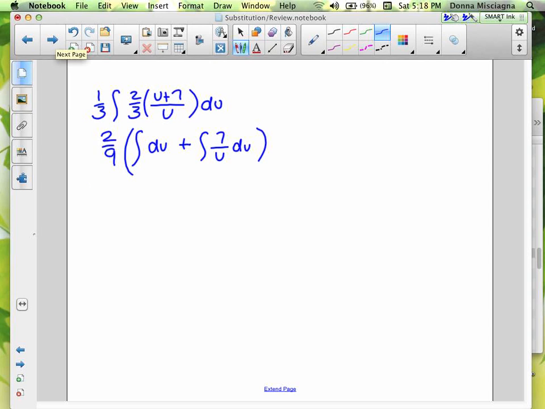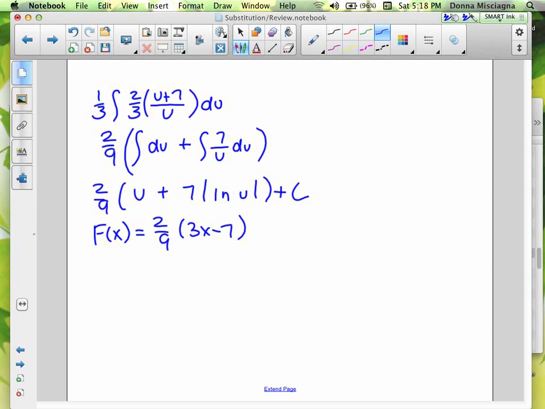That we can integrate. So 2/9 integrating du is just going to be a u. 7 over u, that's 7 times the natural log of u, and that's all plus c. And now I'm just going to replace u with 3x minus 7, and I'll distribute the 2/9. 2/9 (3x minus 7) plus 14/9 natural log of 3x minus 7, all plus c.